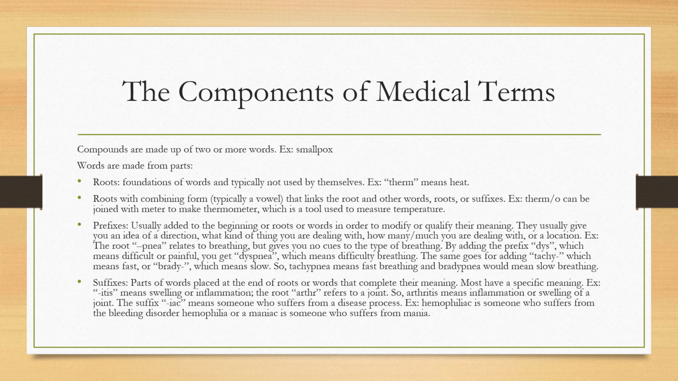So compound words are made up of two or more words. So the example I have here is smallpox. So you have roots of words. These are the foundation that is not used by themselves. So therm means heat. Roots that are used in a combining form are typically with a vowel. As I said, it's usually an O or a Y. It just depends on the word.